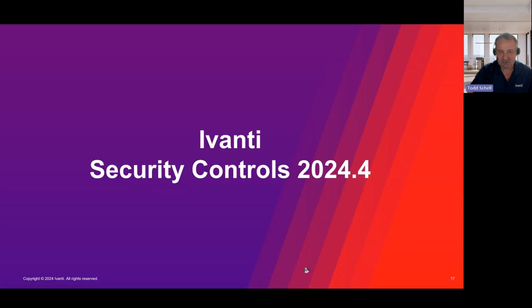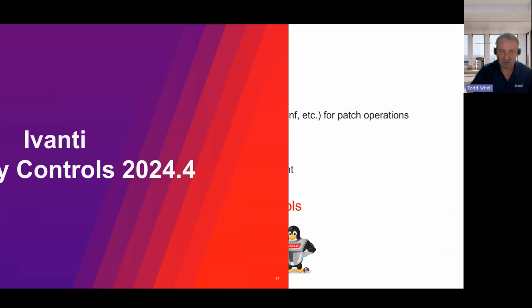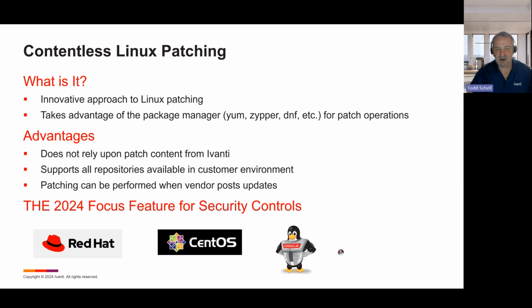Moving on to security controls, 2024.4. I think you know that this year has kind of been the year of Linux patching for security controls. We've changed out the overall approach that we're taking, going to a contentless version. We're supporting that, as you can see across the bottom of the screen here, as the start for Red Hat, CentOS, and Oracle Linux. Basically, what we're doing is taking advantage of the package manager for all patch operations.